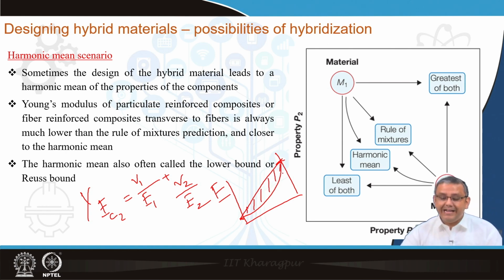So, this way we again see that the two bounds have been introduced. One is the rule of mixtures giving the upper bound, which is the arithmetic mean or the Voigt bound, and the harmonic mean or the inverse rule of mixtures, which gives you the lower bound or the Reuss bound. And the final option of selection is the least of both.